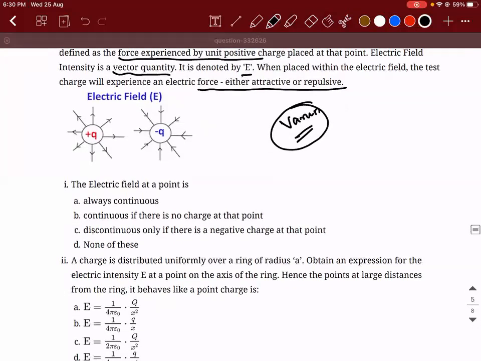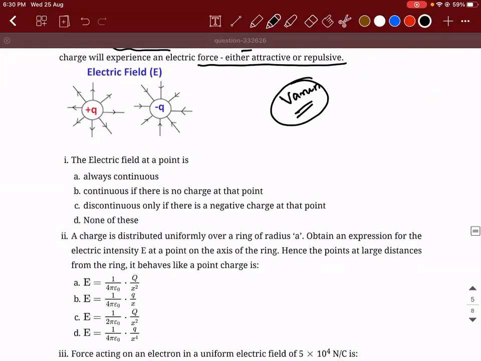Varun, answer this. The electric field at a point is always what? If you take an electric field at a point, will it be continuous? Will it be continuous if there is no charge at that point? Will it be continuous only if there is a negative charge at that point? None of these. Continuous means they're saying these lines, is it going to be continuous or not? What is the answer? Option A, sir. Continuous, sir. That's right.